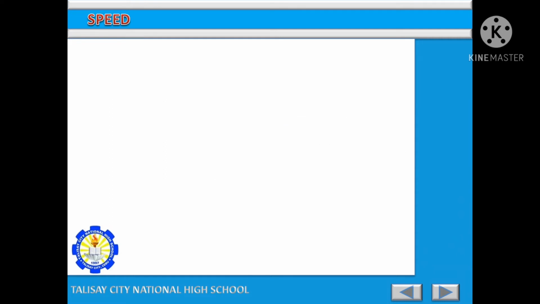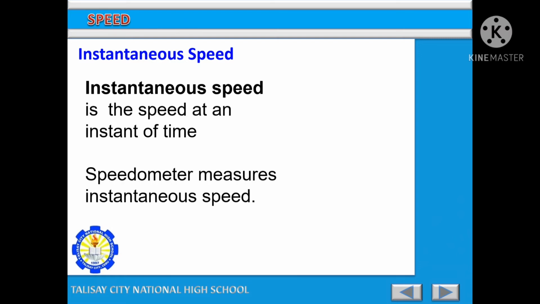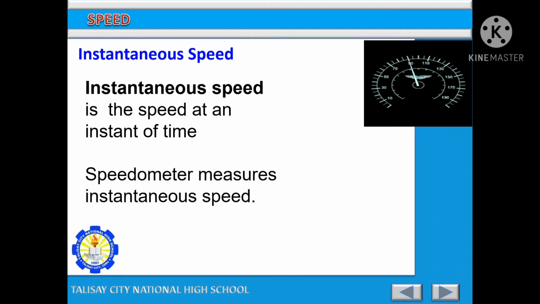One of the important things that you must know and take note of is that the speed we calculated in the previous problems is actually the average speed of an object, because in reality, the object changes speed over a certain period of time, and that is what we call the instantaneous speed. Instantaneous speed is the speed at an instant of time, and the instrument that measures the instantaneous speed of an object is called the speedometer, the one that you can see in cars and motorcycles.